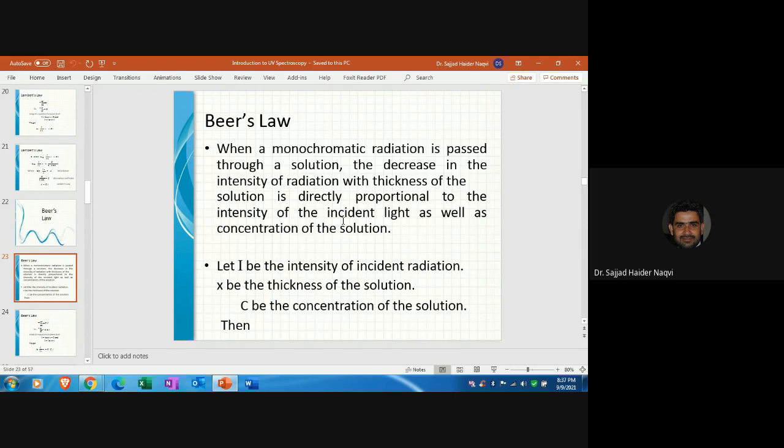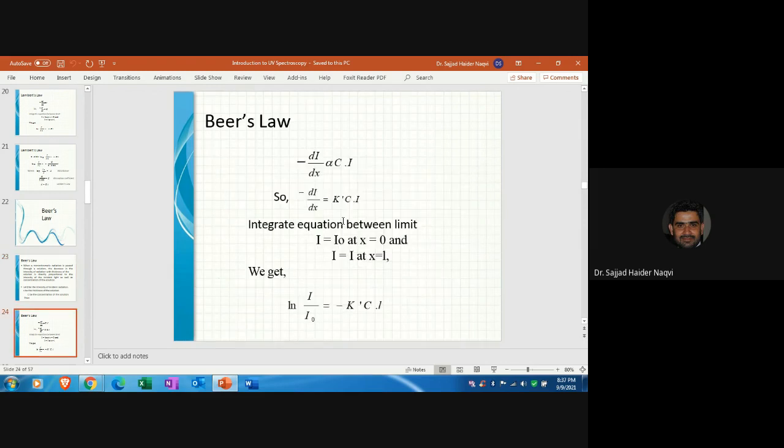Now, whatever solution you have been given, it must have a certain compound and it must have a certain concentration. So it says that the small change in the intensity divided by the small change in X is directly proportional to the concentration. So that means if you have a sample containing carbohydrates or protein, it simply says that the more concentrated the solution is, the more light will be absorbed. So now I'm going to combine both of them.